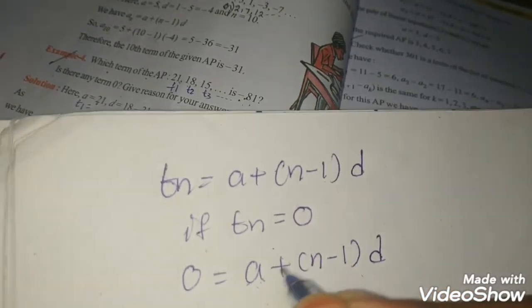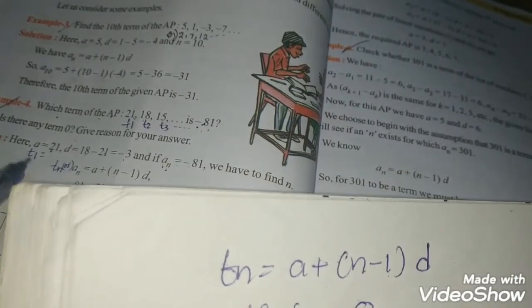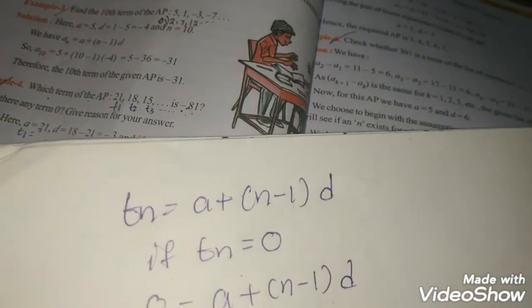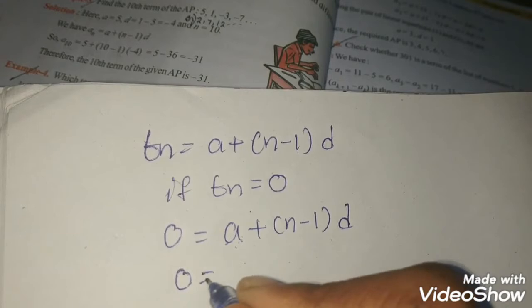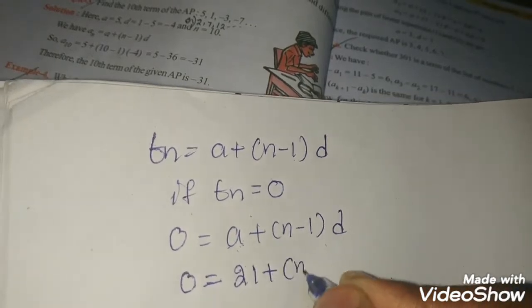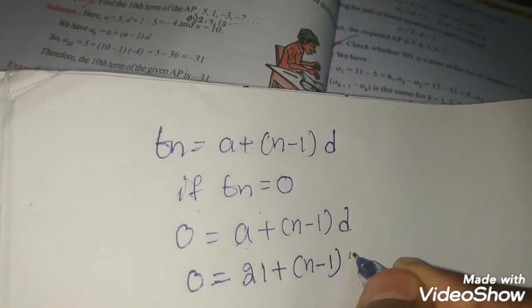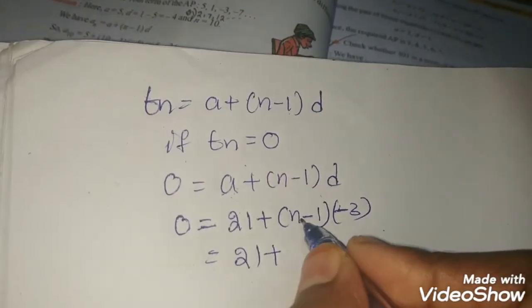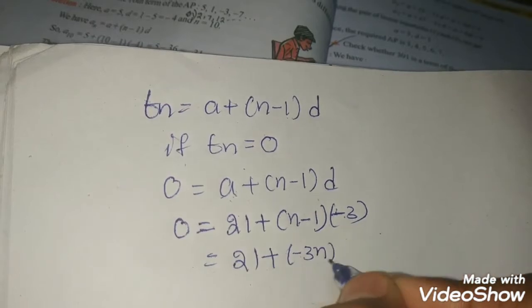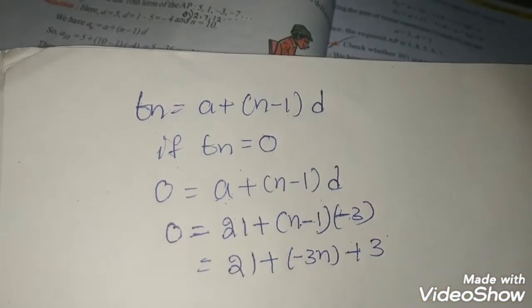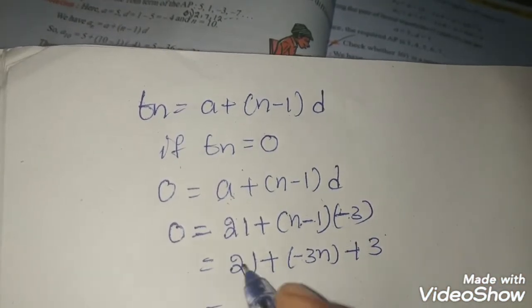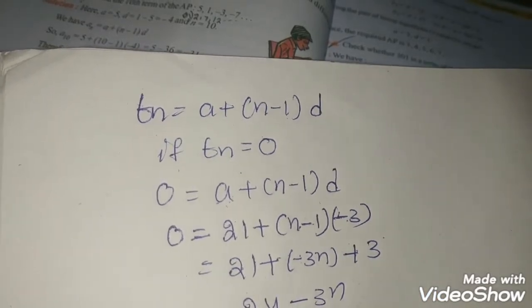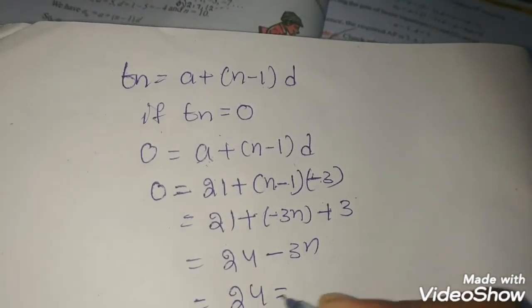What is A here? A is the first term. What is our answer here? 21. And D is minus 3. So write down 0 is equal to, what is A? 21 plus n minus 1 into D, D is minus 3. Okay, 21 plus n into minus 3 is minus 3n, and minus into minus is plus 3. So 21 plus 3 is 24, plus into minus, minus 3n. Okay, so 24 is equal to 3n.